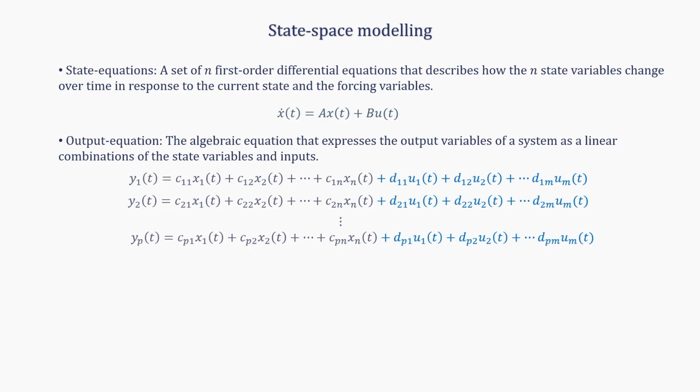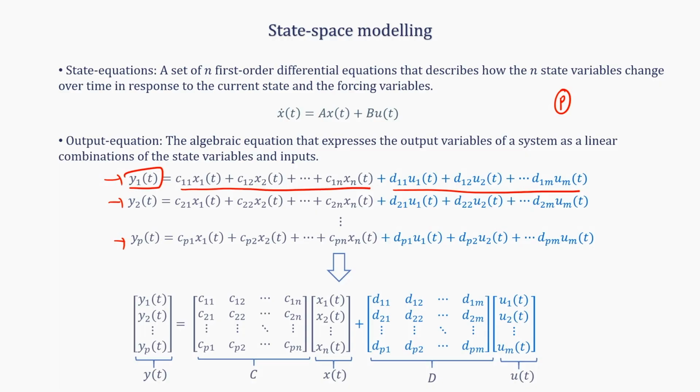Like in the state equation, you got ODEs for each state variable in terms of the state variables and the input. Similarly, in the output equation, you will get one equation corresponding to each of the outputs. These equations will be linear combinations of the state variables and the input. Suppose there are p number of outputs. For each output I am writing a linear combination of the states plus a linear combination of the inputs. This can also be written in matrix form.